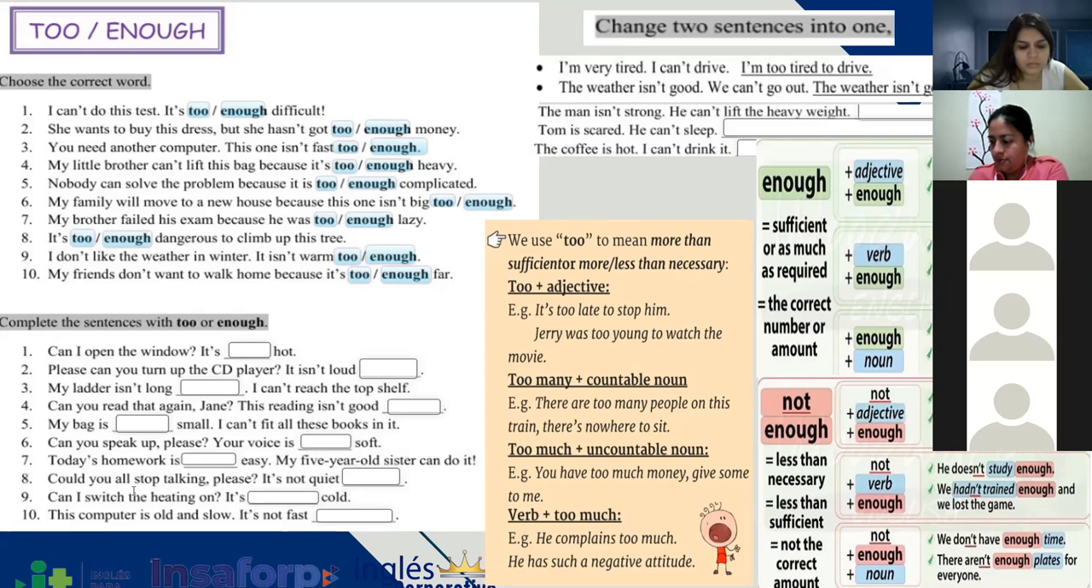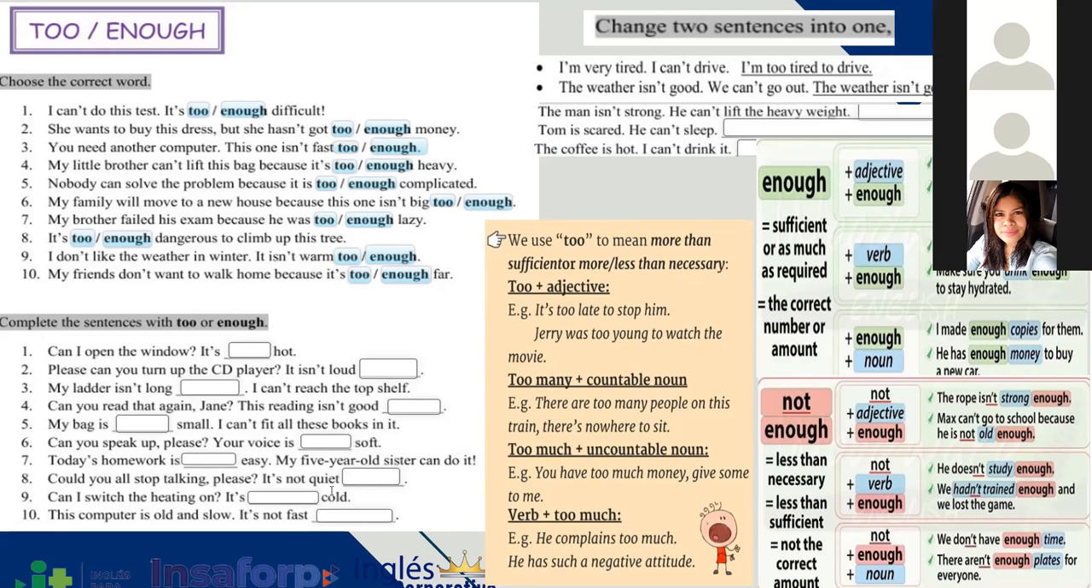Miguel. Okay. Number eight. Could you all stop talking, please? It is not quiet enough. Very good. It's not quiet enough, right? Very good. Adjective plus enough. Perfect. Let me see. Jennifer, can you do the next one, please?